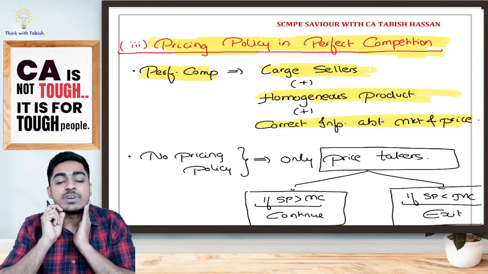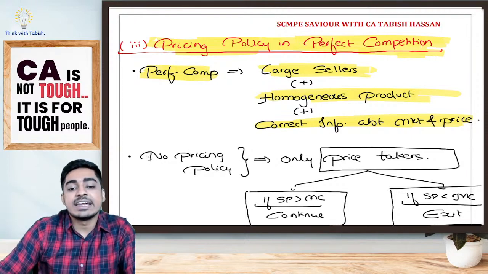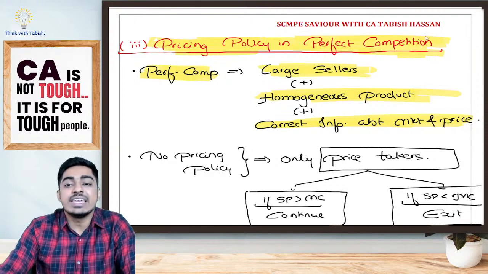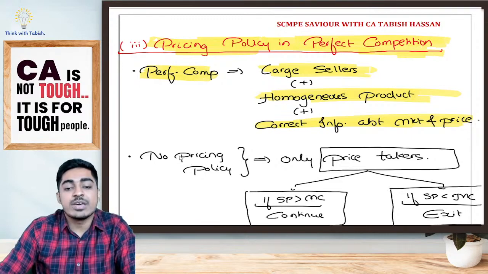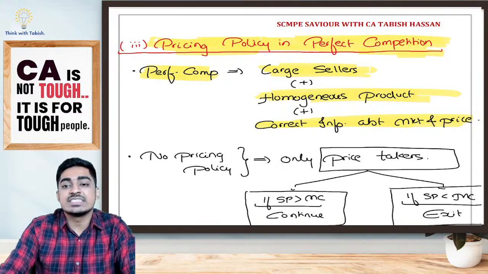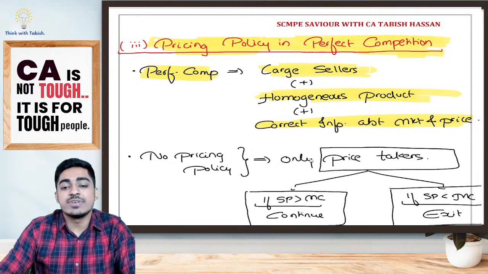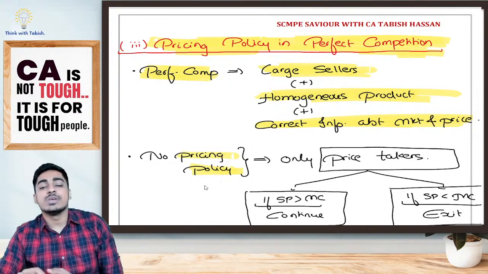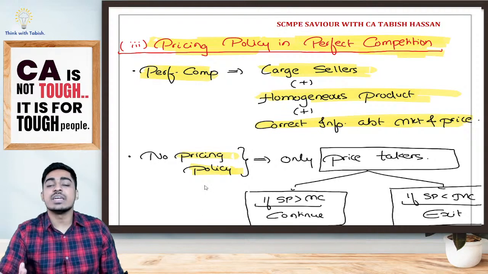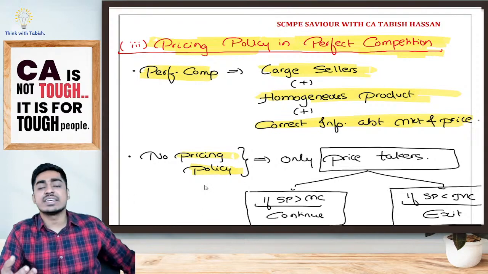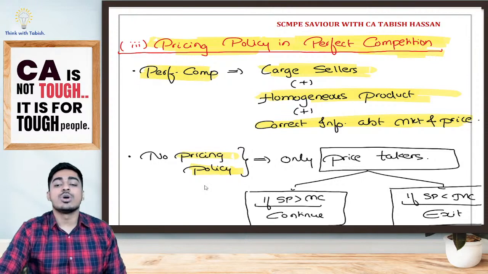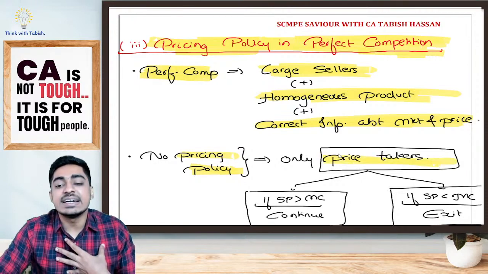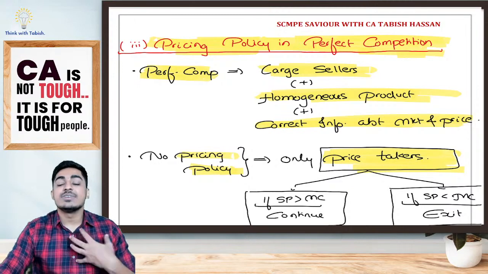So in case of perfect competition, we will not be having any pricing policy as such. Why? Because we cannot set the price at all. Whatever price is set in the market, we just have to accept that price. We cannot set any price of our own. Suppose everybody is selling an item at 100 rupees and we set a selling price of 200 rupees. Will anyone buy? No, because there are many sellers and the product is homogeneous, so they'll go there. So we are only price takers.